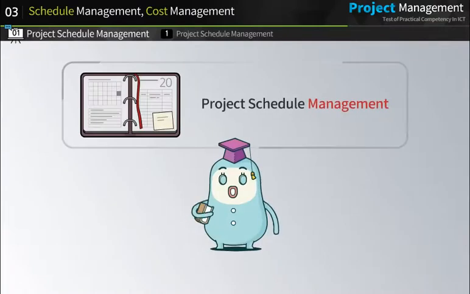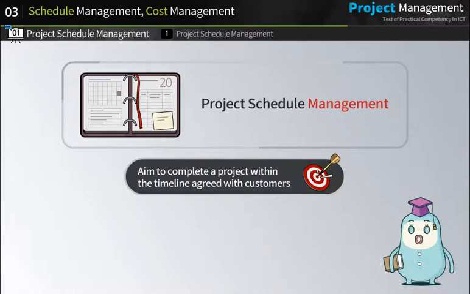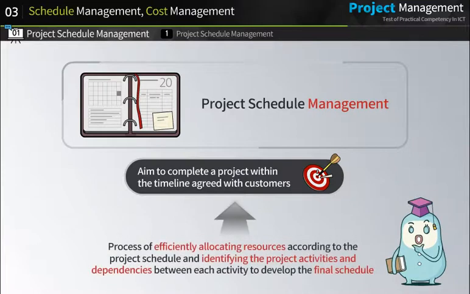Let's take a look at project schedule management. The purpose of schedule management is to complete a project within the timeline agreed with customers. To this end, a project team should efficiently allocate resources according to the project schedule and identify the project activities and dependencies between each activity to develop the final schedule. These processes are what we call schedule management.